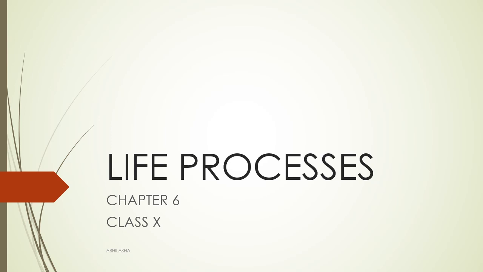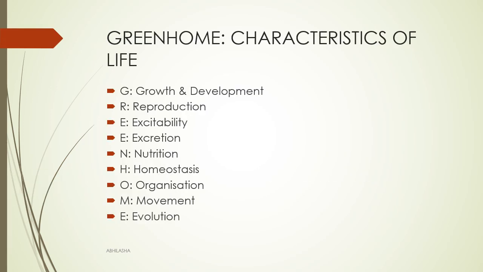Today we'll be starting with the first lesson of your biology. This is chapter 6 in your NCERT books, Life Processes. Life processes are defined as the sum total of processes that enable an organism to survive. Since younger classes, you've been studying these characteristics of life when you study the differences between living and non-living things. So we'll just do a quick revision of all these life processes or characteristics of life.